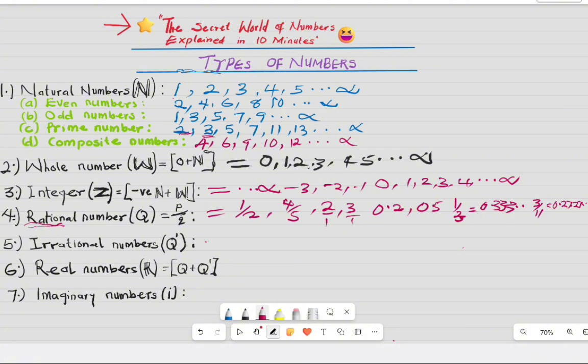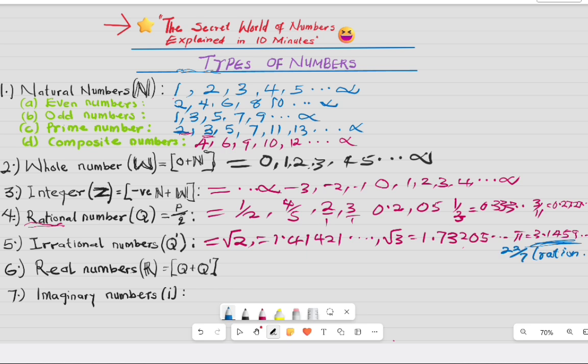Examples are √2, which will give you 1.41421 continuously. We have √3, which will give you 1.73205 recurring. We still have something like pi, which is 3.1459 recurring.